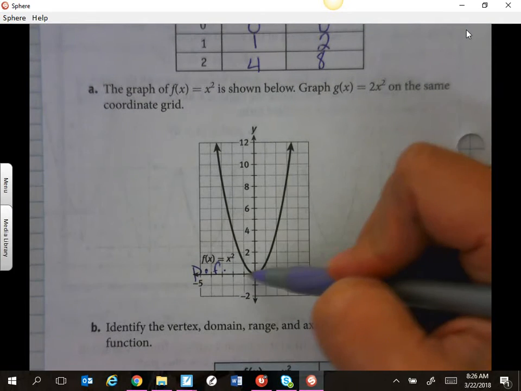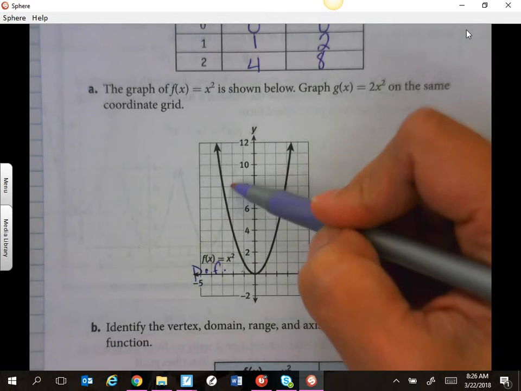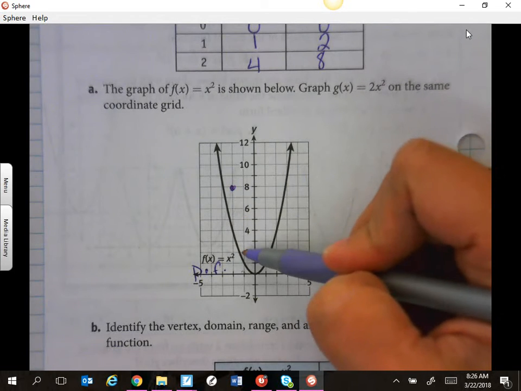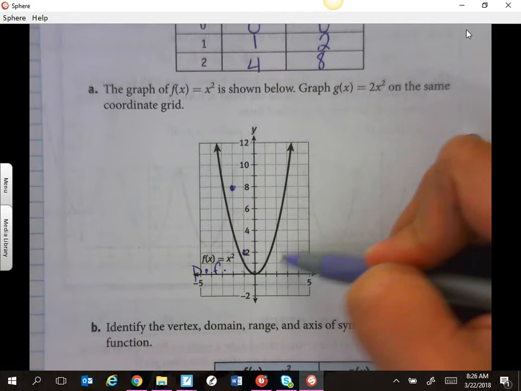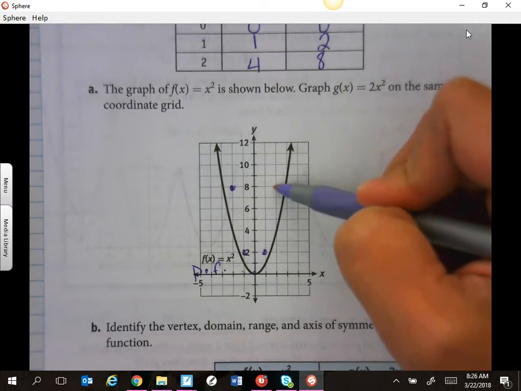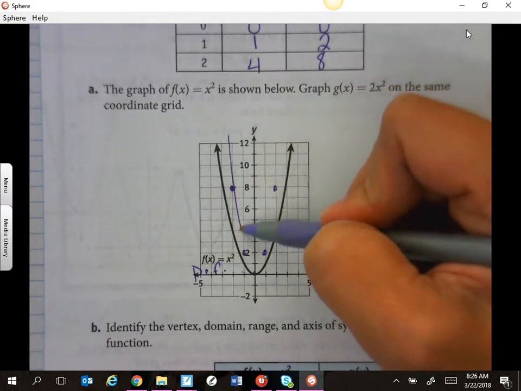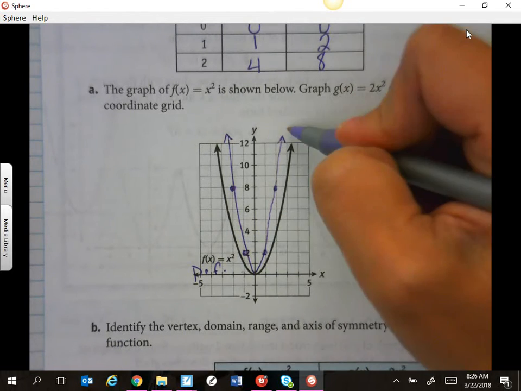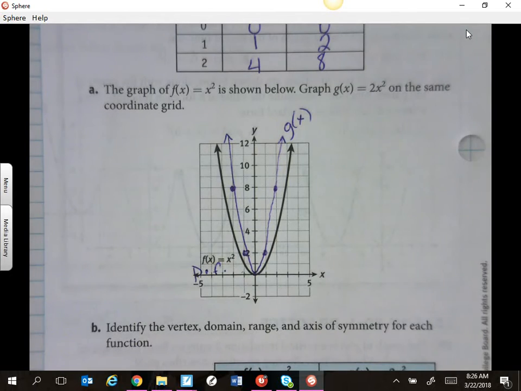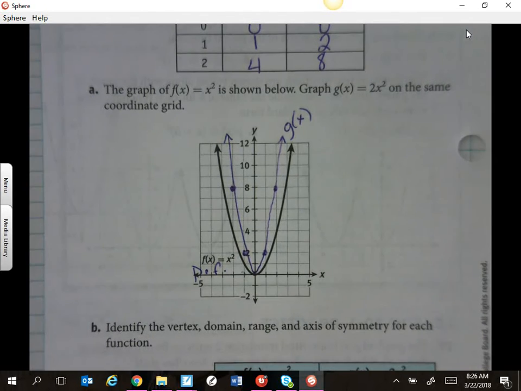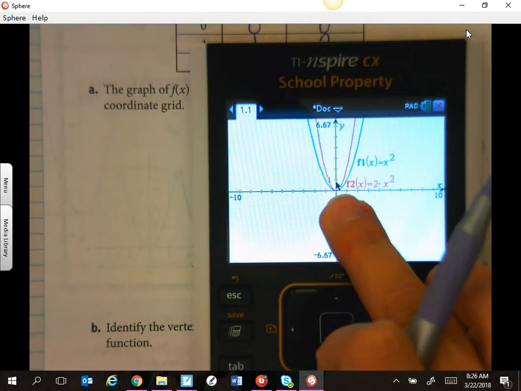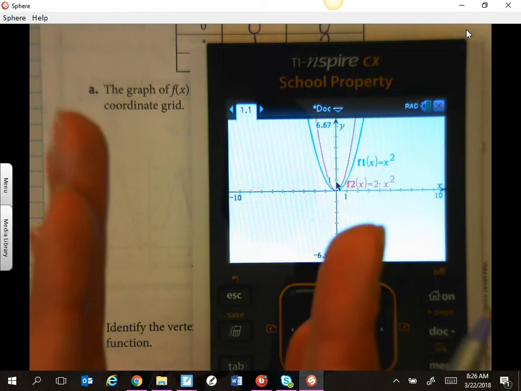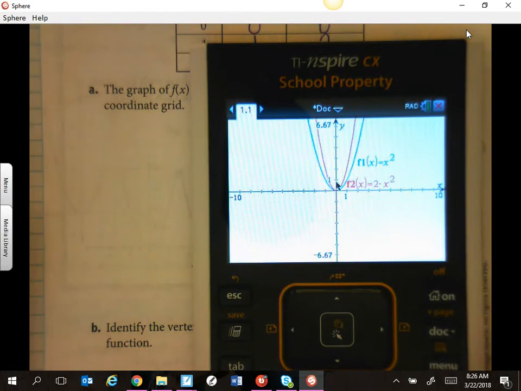So at -2, I'm up here at 8, 1, 2, 0, 0, 2. And when we sketch this, we can see exactly what we see in our calculator. So I'm going to label this g of x. And I can see that, in fact, my g of x is going to be thinner than my parent function.